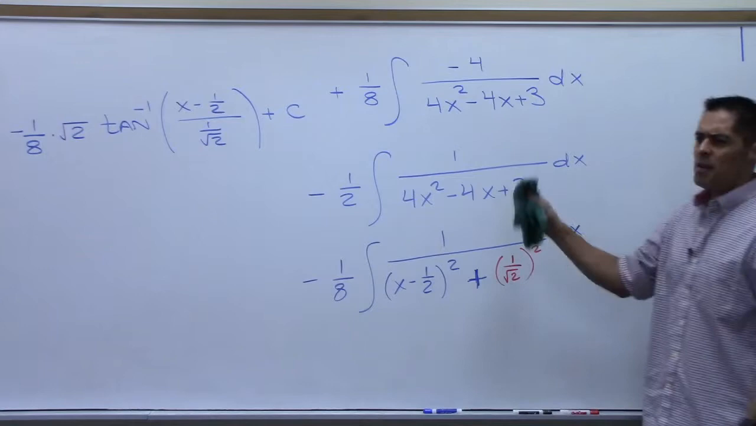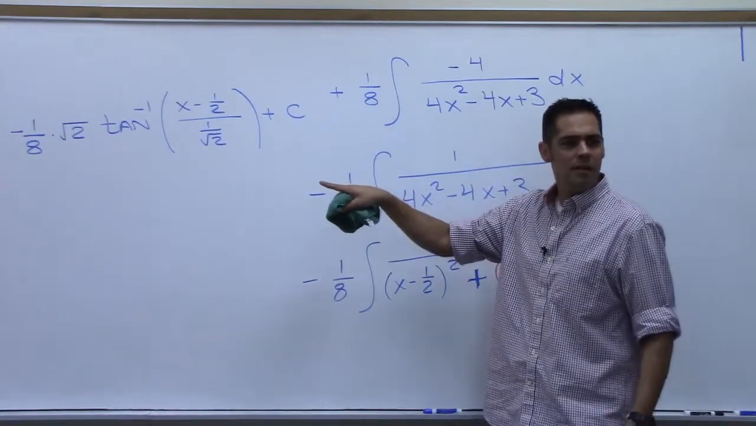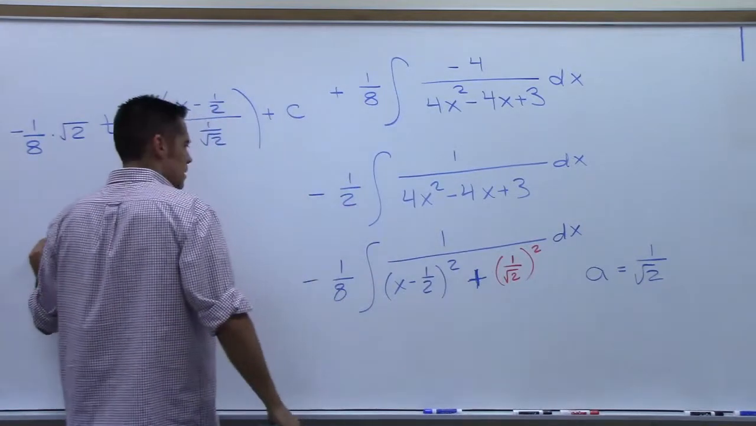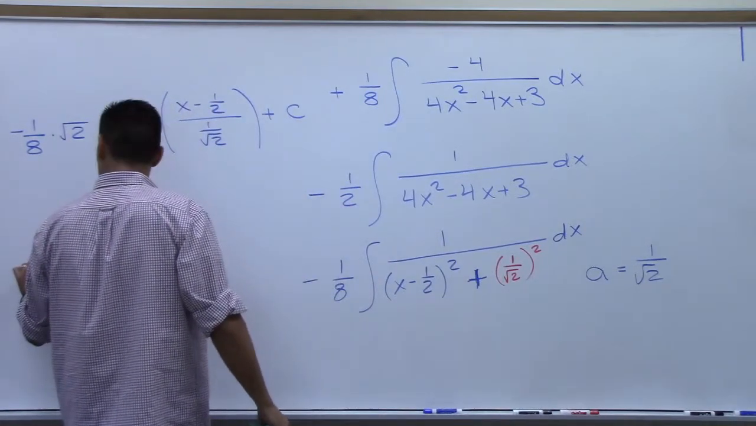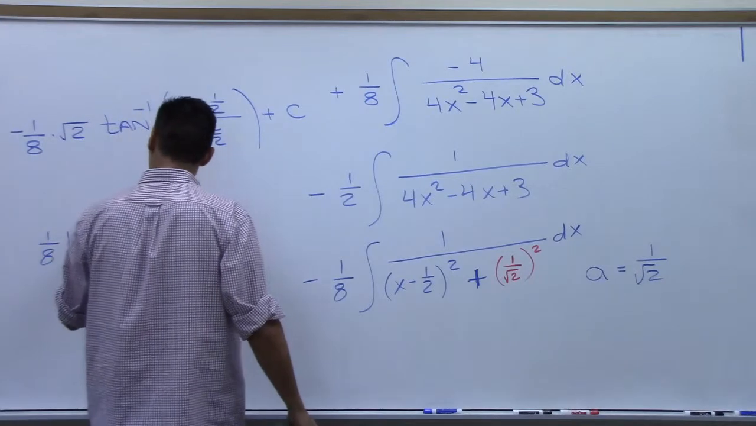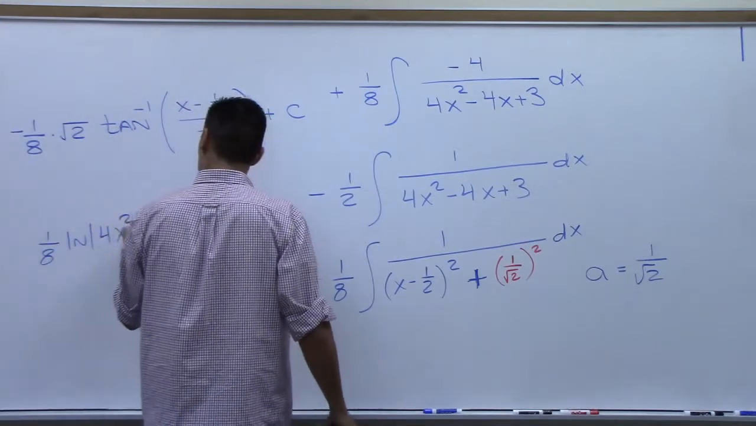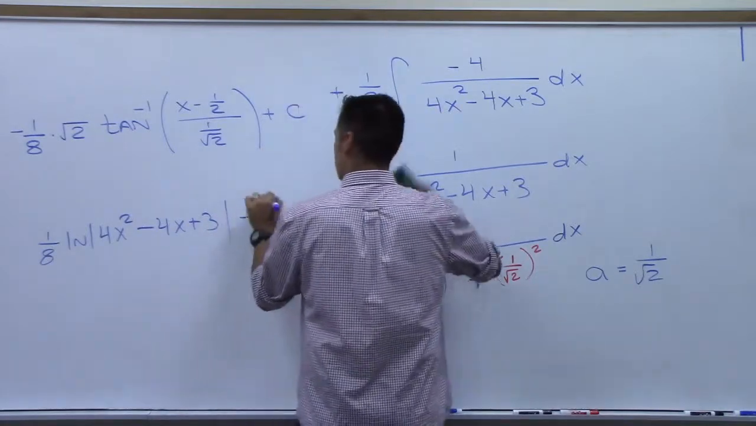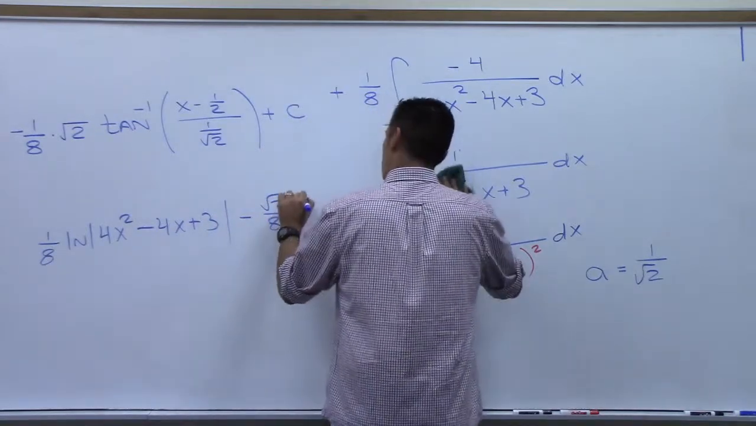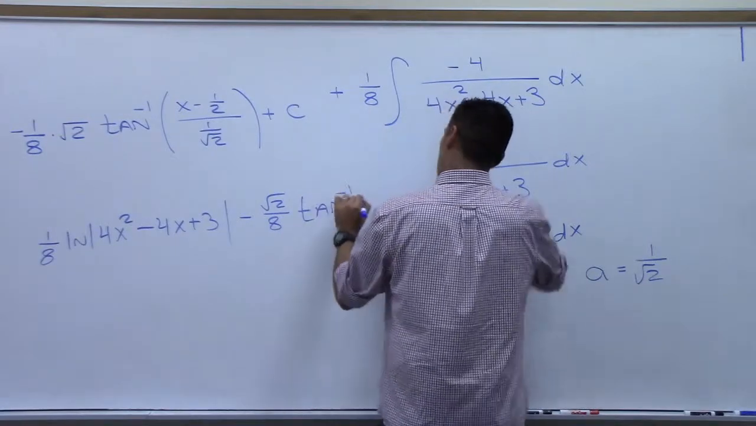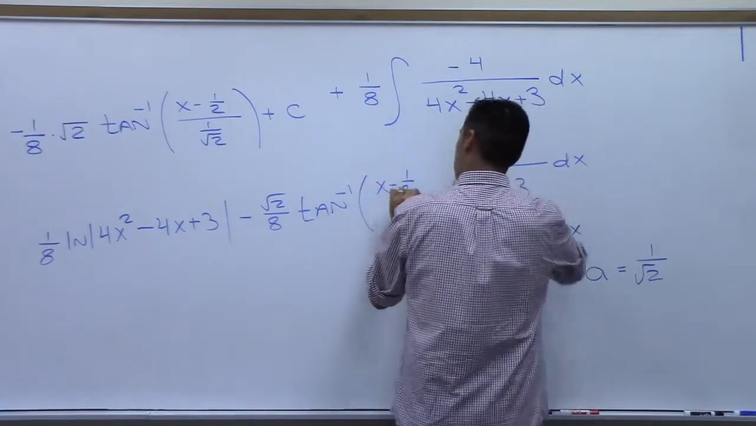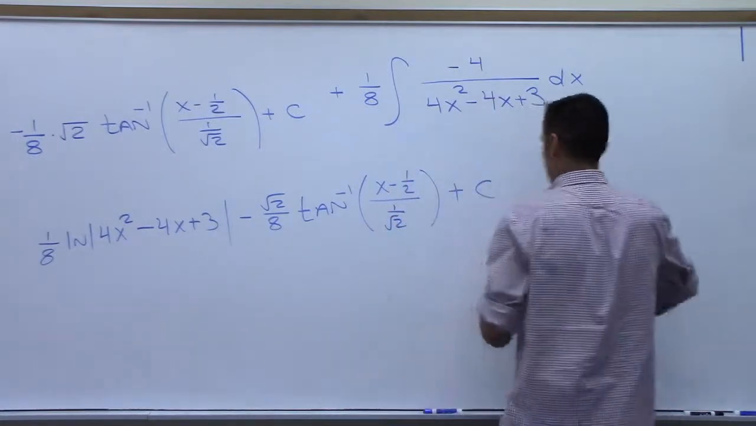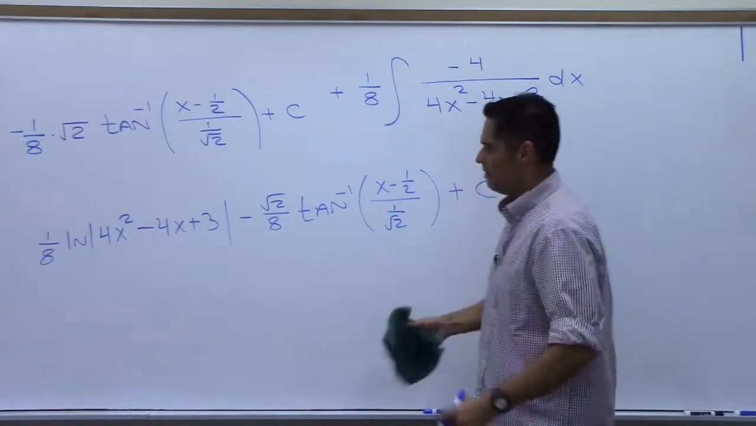Now, remember, there was another part of this answer, right? The final answer is that, don't tell me. It's 1/8. I think it was positive 1/8 natural log 4x squared minus 4x plus 3. And then we have minus root 2 over 8 arctan of x minus a half over 1 over root 2, plus c. That's it. Check it.